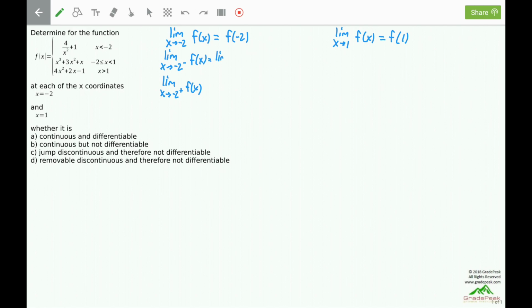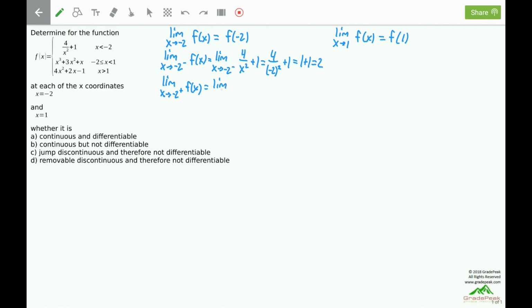The left side of negative 2 means less than negative 2, so we will be making use of this for our expression, 4 over x squared plus 1. We can now plug a negative 2 in for each of the x's. That'll give us 4 over negative 2 squared plus 1. Negative 2 squared is a 4, and 4 over 4 is a 1, so we have 1 plus 1, and that'll come out to a 2.